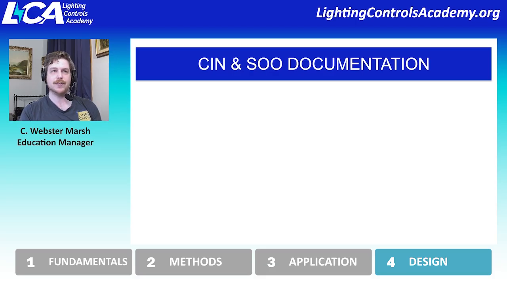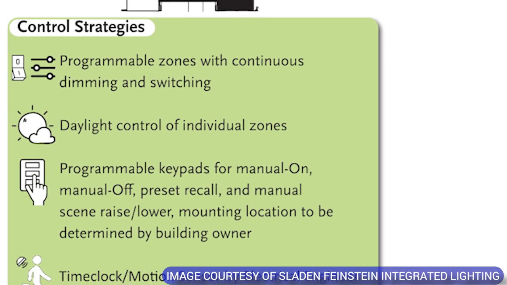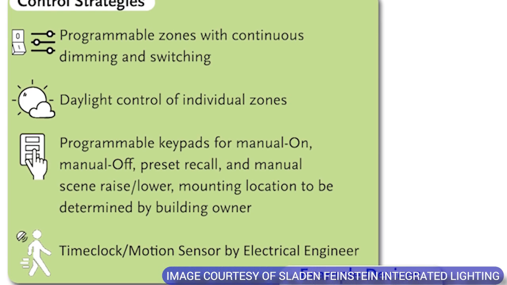And then there's the sequence of operations and control intent narrative, which I'm just going to do a quick overview here, but if you want to learn more about these documents, I highly recommend you check out our How to Design Lighting Controls 3-part series. So Control Intent Narrative, or CIN, that is the very first document that I recommend people who are new to lighting controls and dimming start with, because it's a plain language explanation of how the system is supposed to behave and perform.